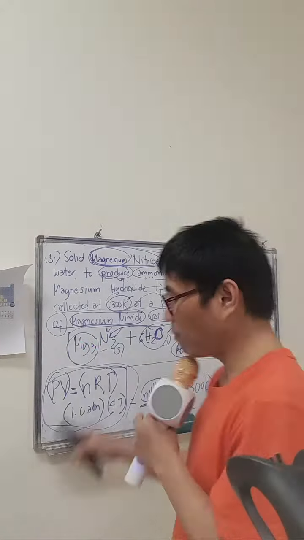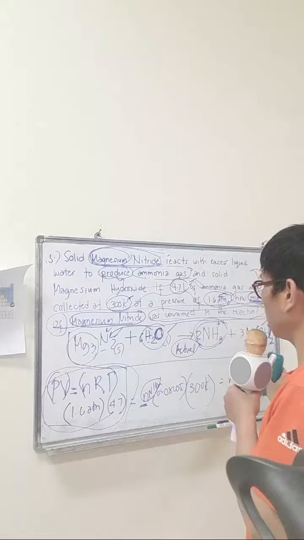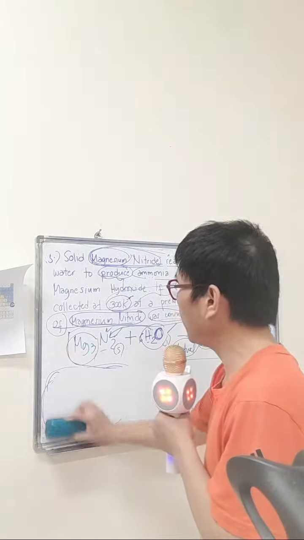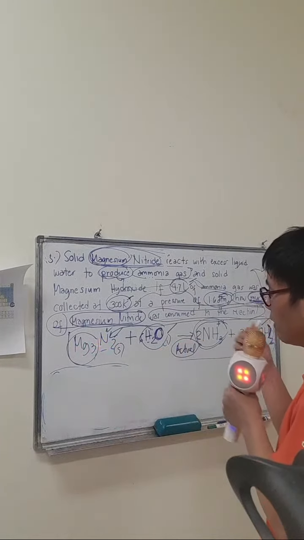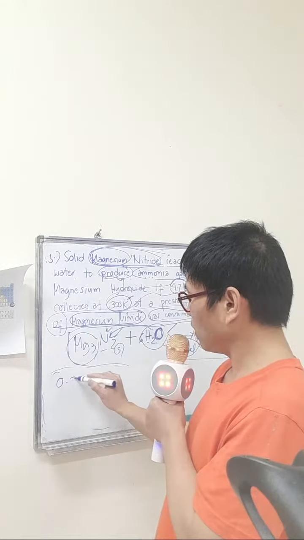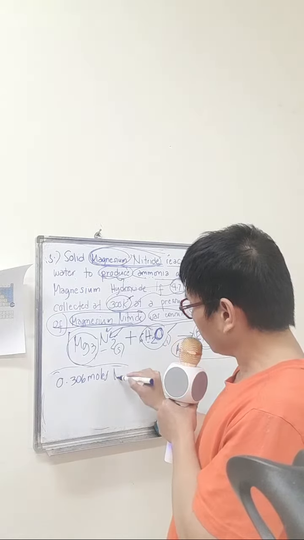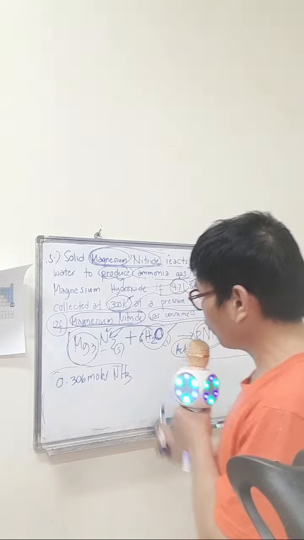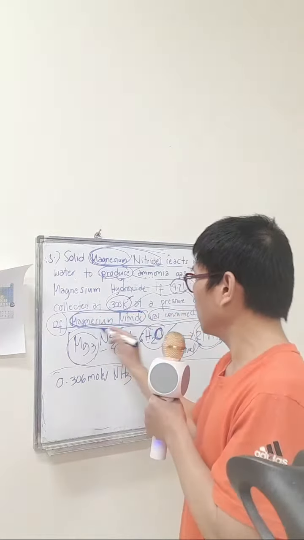0.306 moles of ammonia. Okay? Now, this is theoretical. 0.306 moles of ammonia, that is what was computed. Now, this is our basis of calculation to get the actual mass of magnesium nitride here.